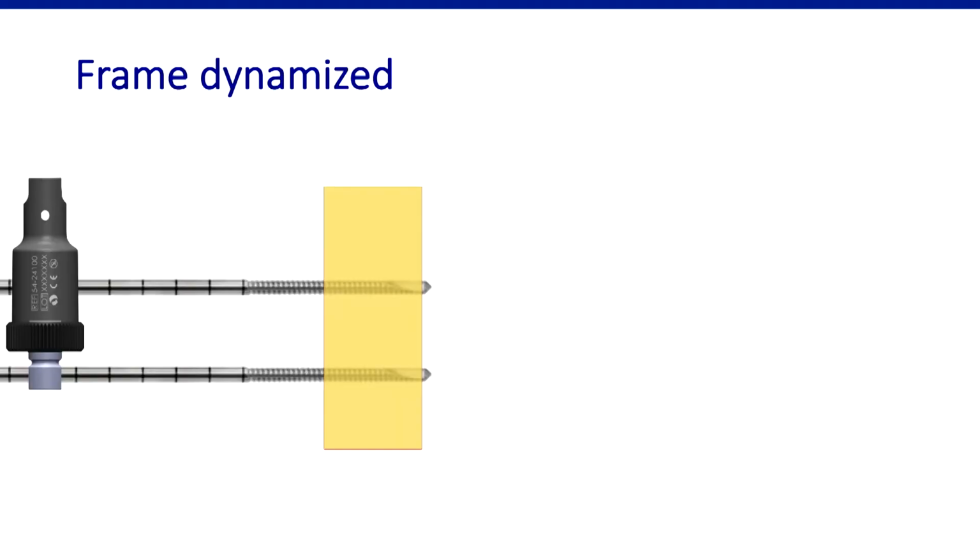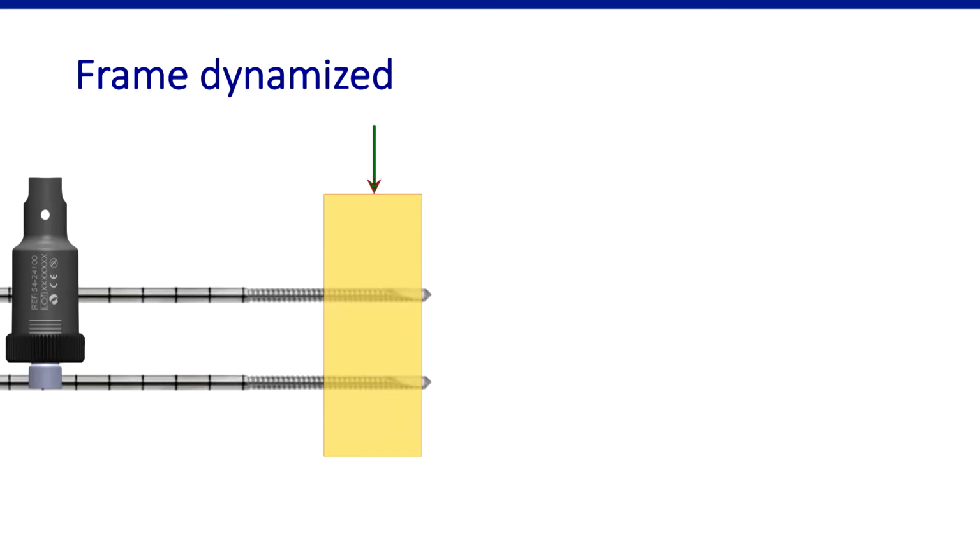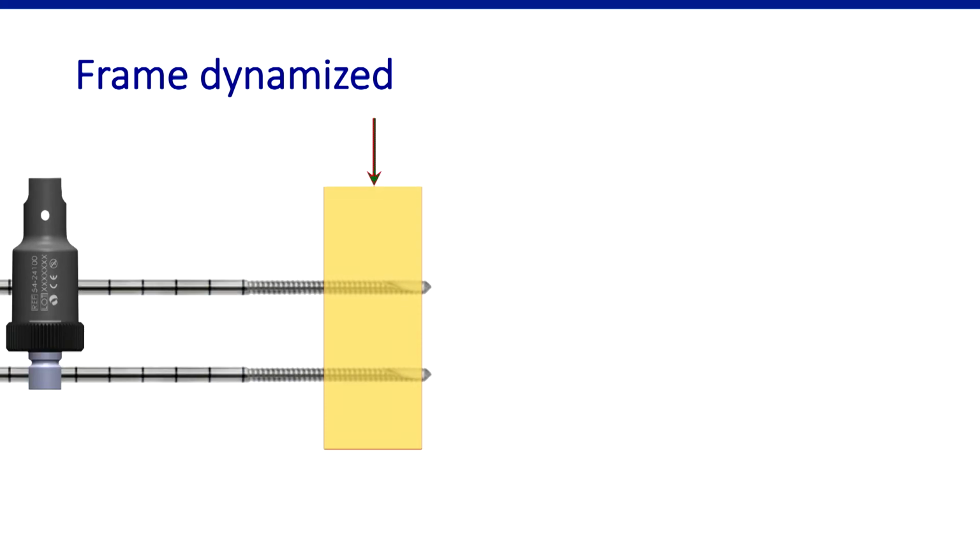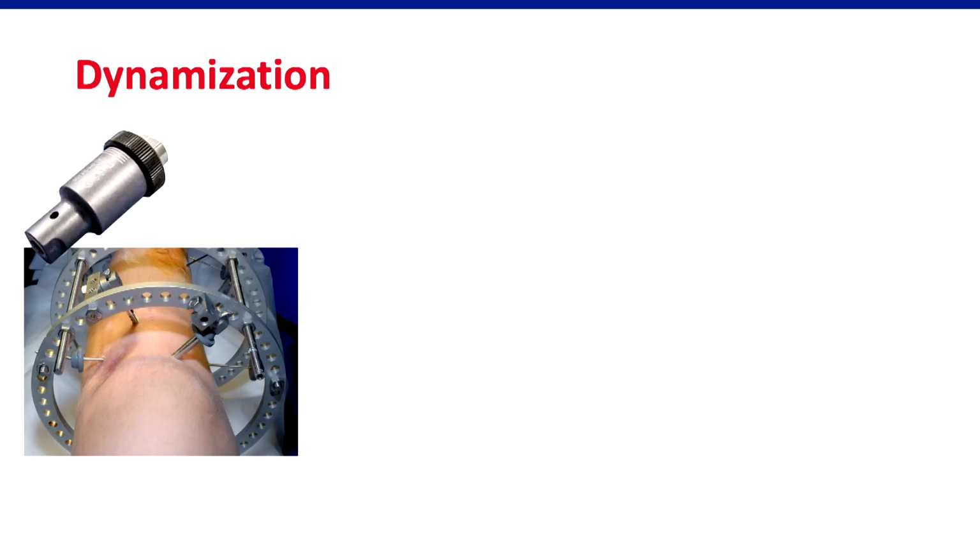So when you put the dynamizer, again, it doesn't happen exactly as I'm showing you here. It's just a little animation. But dynamization dampens the frame. And now when you load it, it actually avoids some or most of the pin bending. And if you look at a typical fixation, let's say for the proximal tibia with 2 half pins and maybe 1 wire, or only pins, what happens?